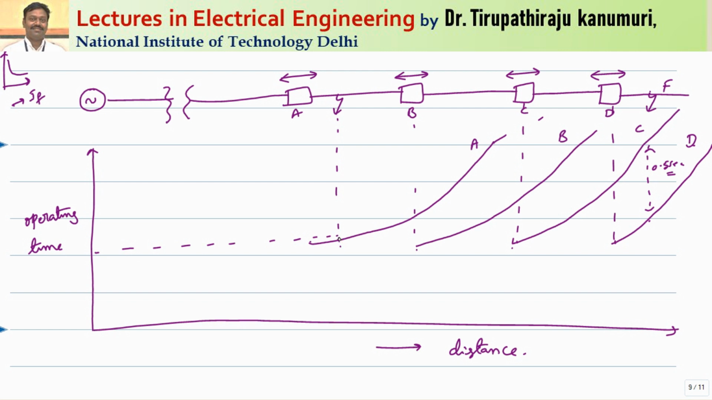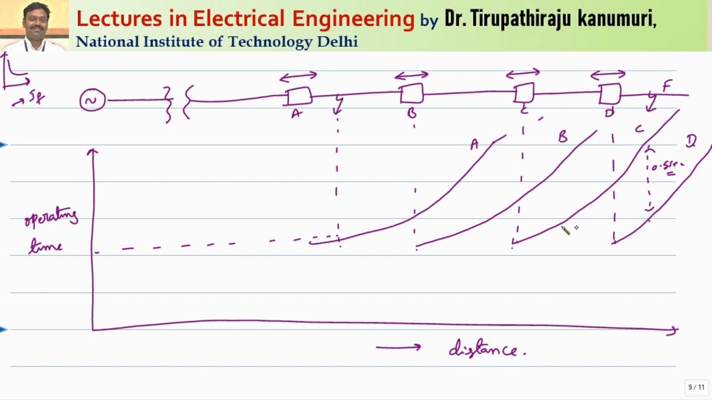If the fault happens far from the source, then the time of operation of relay number A keeps increasing. So this is the advantage of going for the inverse time characteristics. I hope the inverse time characteristics are clear to you.